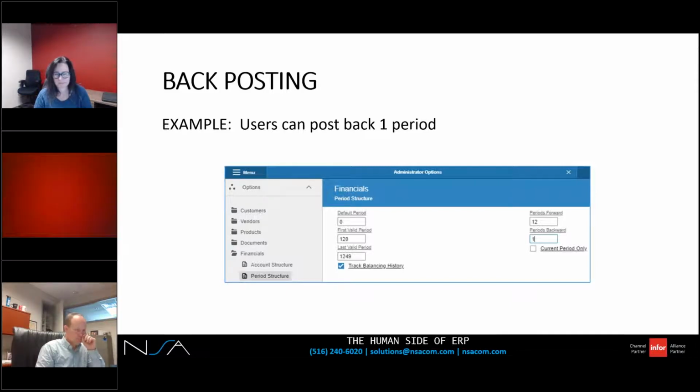So this is an example where the users can back post one period. Even though the first valid period says January or 120, period 120, perhaps I should refer to it that way. If I am in October, this company can only back post to September. They cannot back post to period 1. They can only back post by one period, so it is pretty much what you would call the lesser of two.